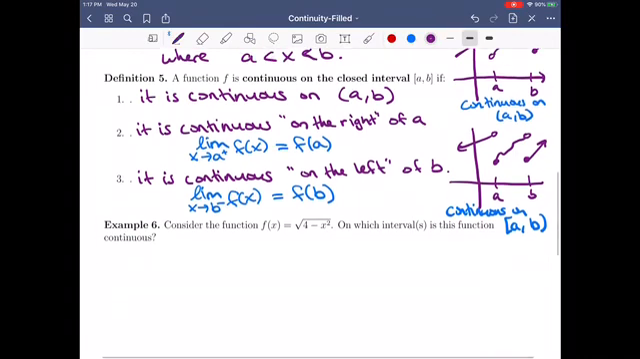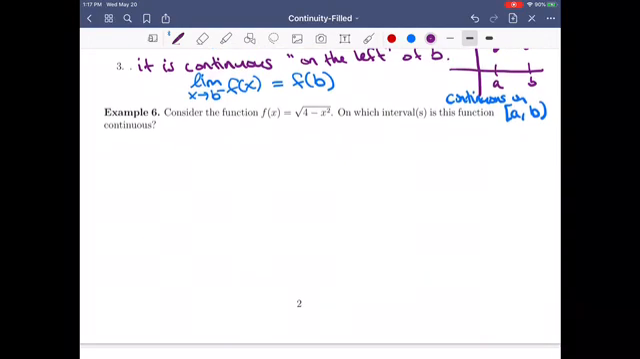Okay, let's try an example. We have the function f of x is the square root of 4 minus x squared, and we want to know on which intervals this function is continuous. So first of all, to be continuous at a point, we need the point to exist. So we want to think about the domain of this function. We need 4 minus x squared to be bigger than or equal to 0 in order for it to be in the domain.